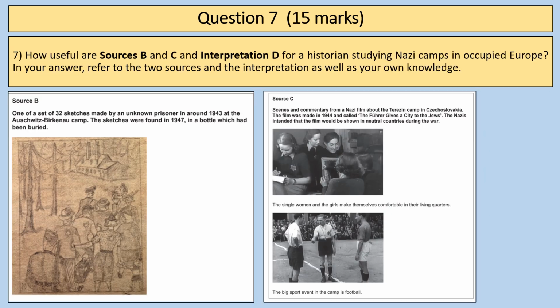Okay, so question 7 is worth 15 marks, and the question says, how useful are sources B and C and interpretation D for a historian studying Nazi camps in occupied Europe? In your answer, refer to the two sources and the interpretation as well as your own knowledge. So you can just pause it so you can have a look at the three bits of evidence you're being given, source B and source C here, so you can just pause that and have a look at that.